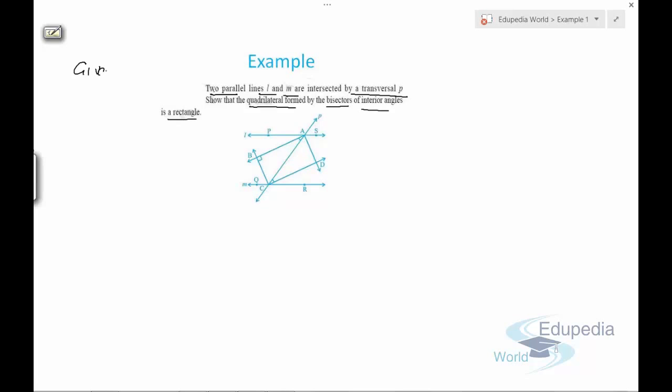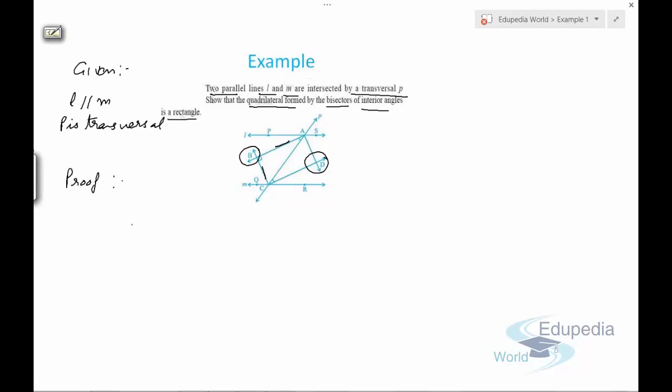First of all, we need to write given. It's given that L is parallel to M and P is transversal. Then it's given that the bisectors of the interior angles meet at a point. This means if this is a bisector and this is a bisector, they meet at points B and D. So let's discuss the proof now.